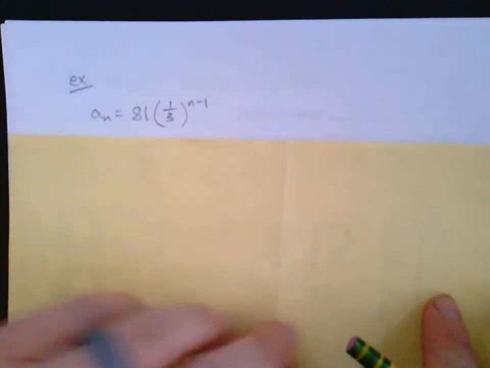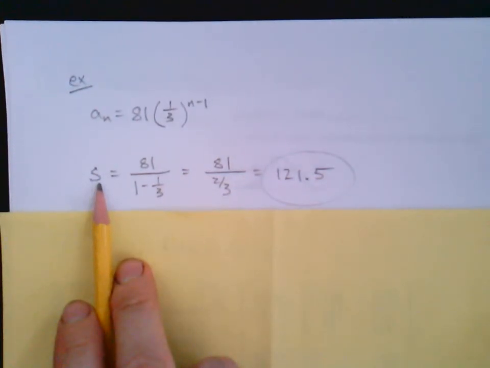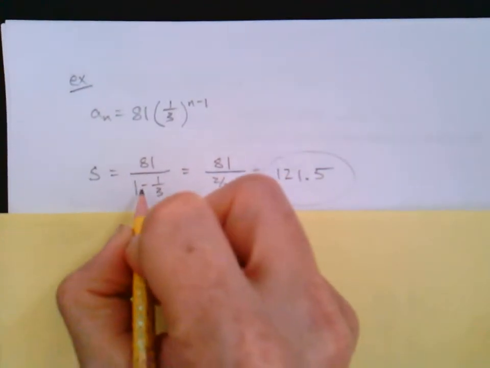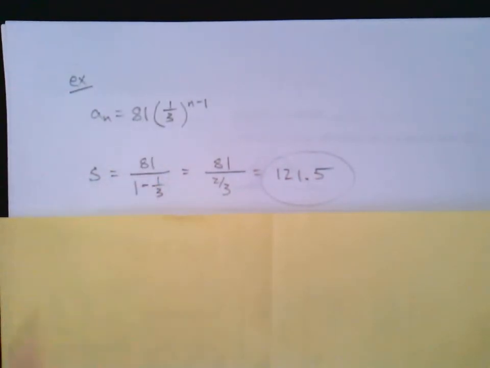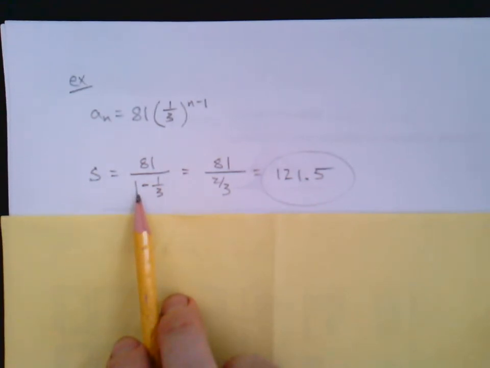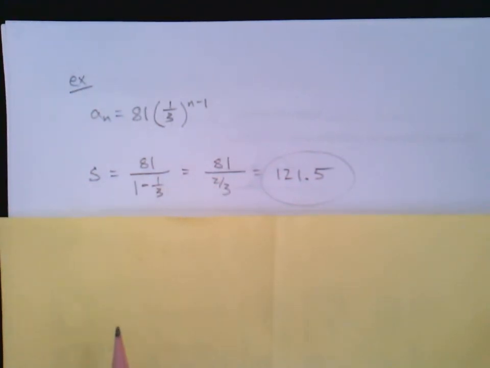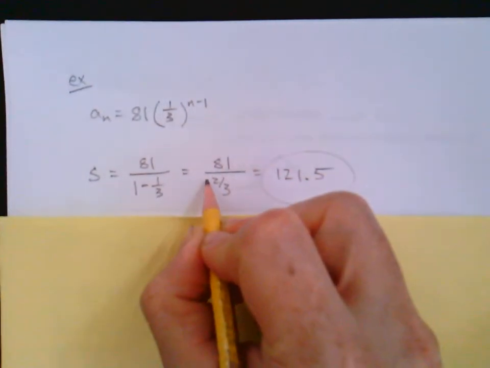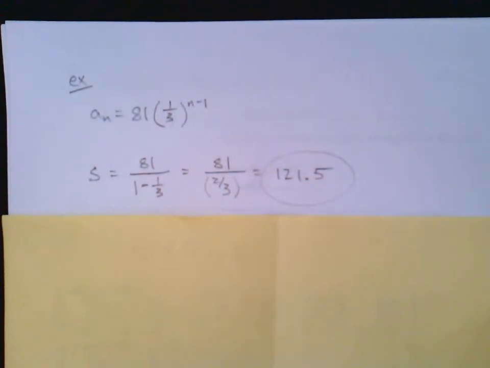Let's continue with that discussion about 81 times 1/3 to the n minus 1. What if we found the sum of all infinitely many terms? Well, let's use our formula. There's a1, there's r, so 81 over 1 minus 1/3. Before you grab a calculator, 1 minus 1/3 is 2/3. So it's 81 divided by 2/3. Now grab your calculator. Be careful, you need parentheses around that denominator. And you will get 121.5.